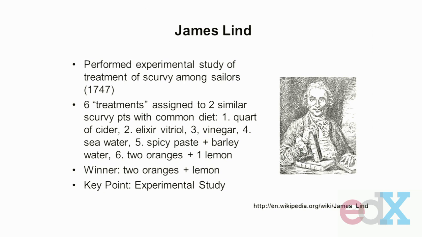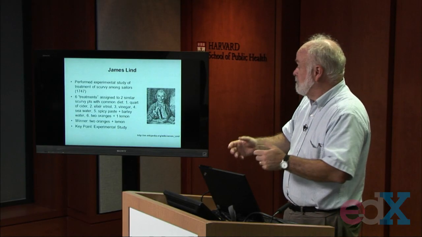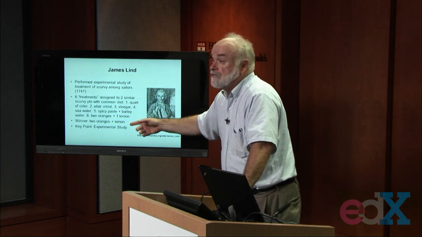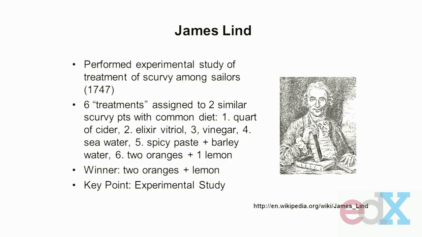And then he followed those people over time to see which group would recover more quickly or recover at all from this disease of scurvy. And the winner was the group that were given the 2 oranges and the lemon. The key point, this is an experimental study.